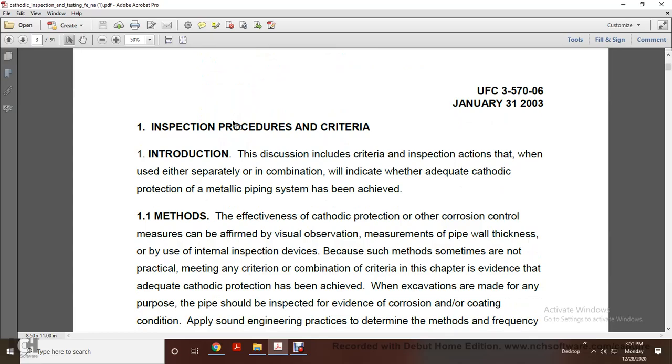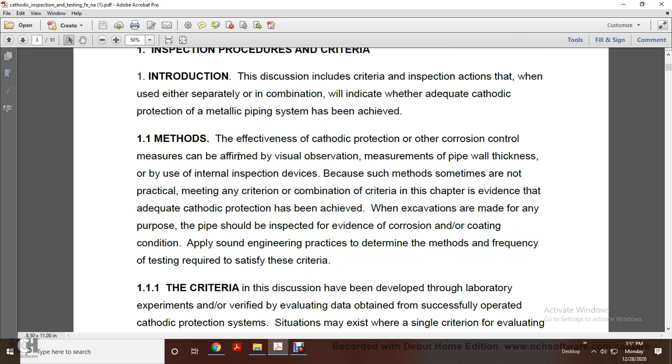Alright, 1. Inspection procedure and criteria. Introduction. The discussion includes the criteria and inspection actions that, when used either separately or in combination, will indicate whether adequate cathodic protection of a metallic piping system has been achieved. 1.1 Method. Effectiveness of the cathodic protection and other control measures can be affirmed by visual observation or measurement of pipe wall thickness by use of internal inspection devices. Because such methods sometimes are not practical, any criteria or combination of criteria in this chapter is evidence that adequate cathodic protection has been achieved.